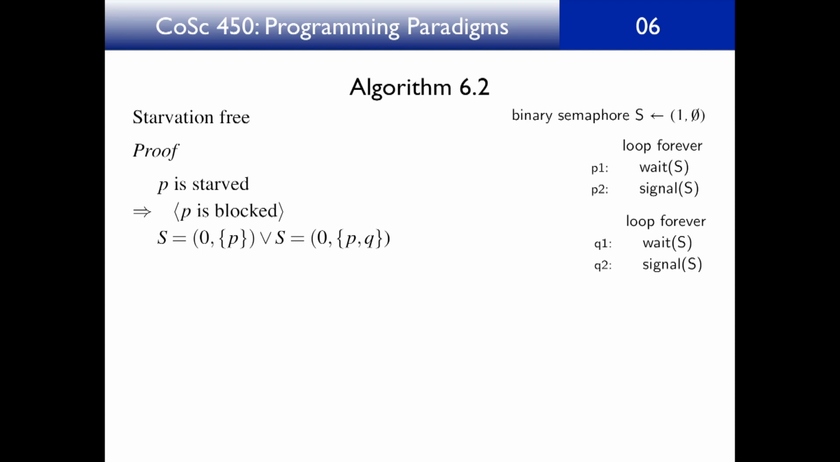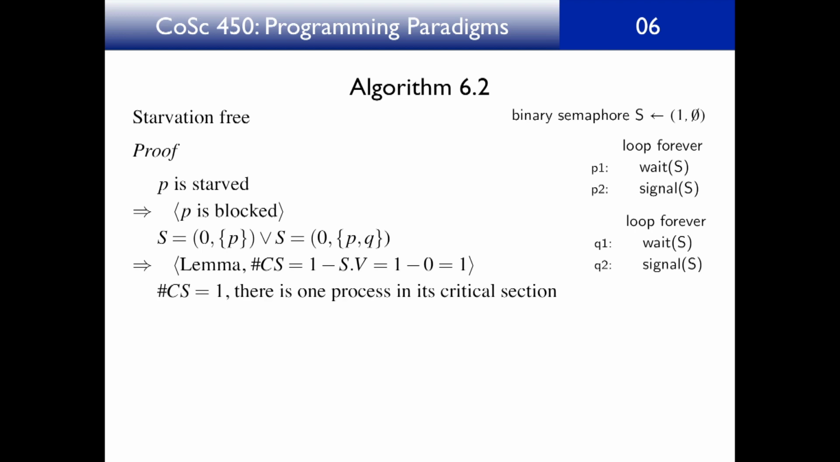But furthermore, we know also that the integer variable part of the semaphore, the S dot V, has to be 0, because that is the only way that a process can be blocked, if S dot V is 0, because of the semantics of the wait statement. But on the other hand, we just proved this great lemma that says that the number of processes that are in the critical section is equal to 1 minus S dot V. And regardless of which of those two states we have in the previous line, S dot V is 0, so 1 minus 0 is 1. So what that's telling us is that the number of processes in the critical section is 1. So there is one process in its critical section.